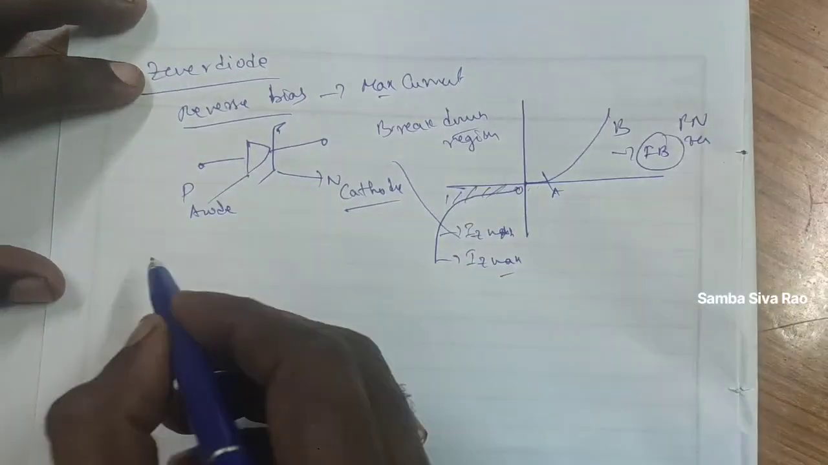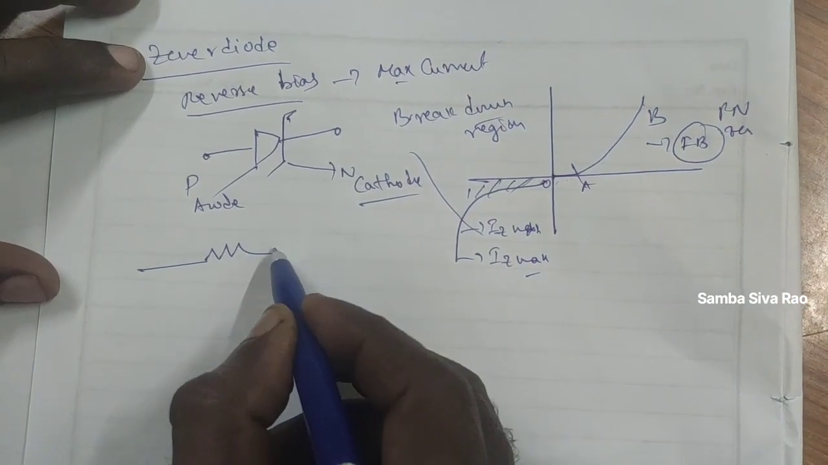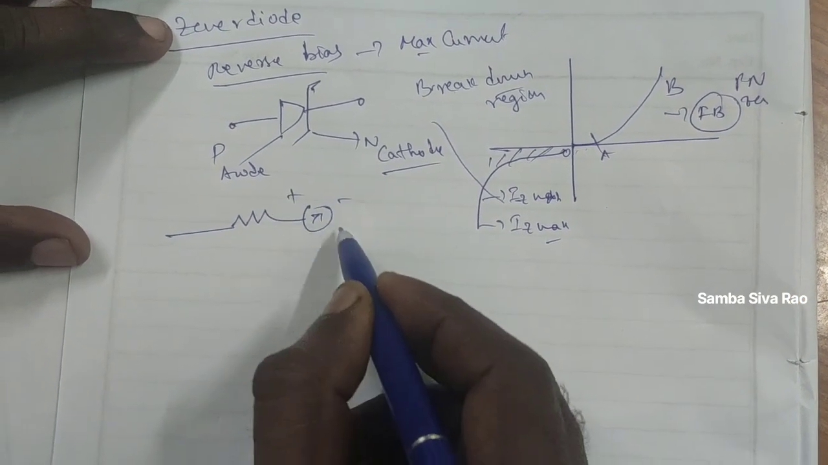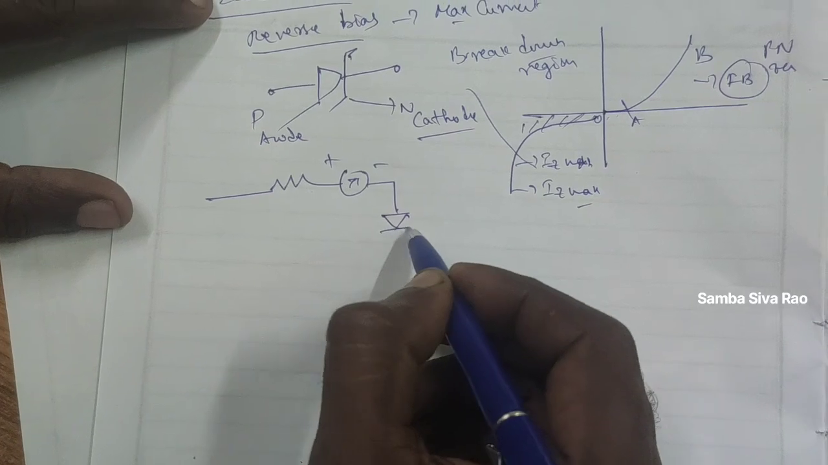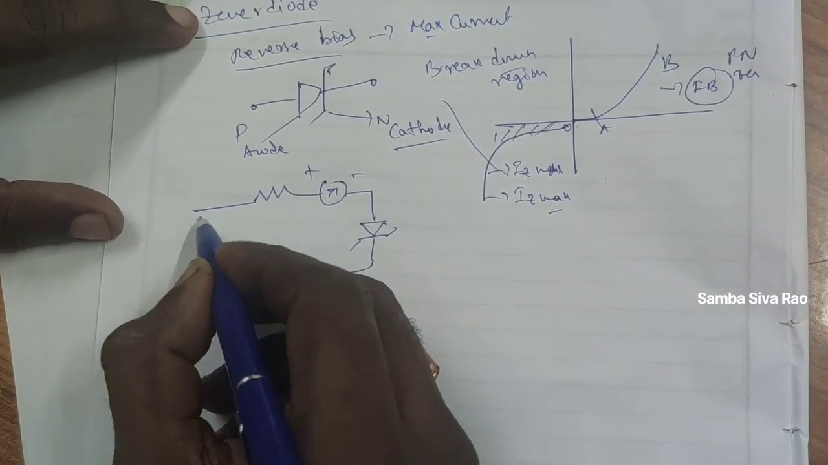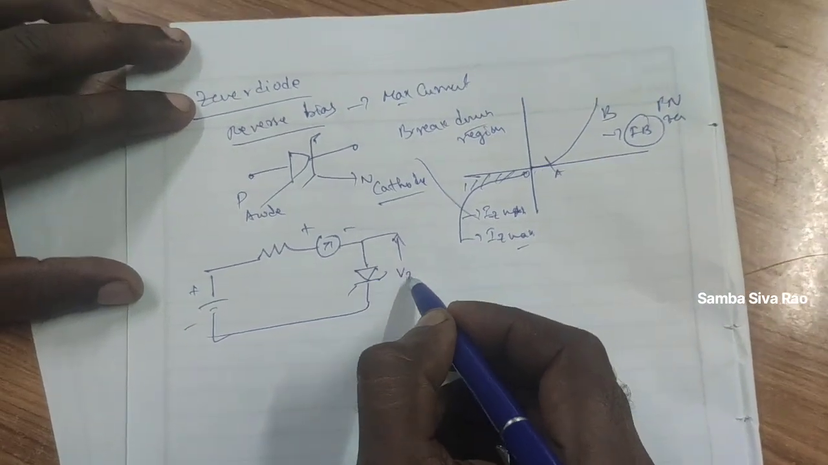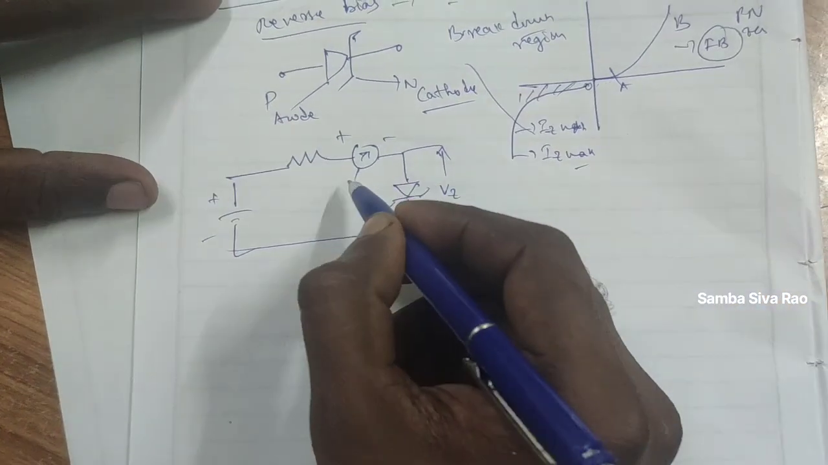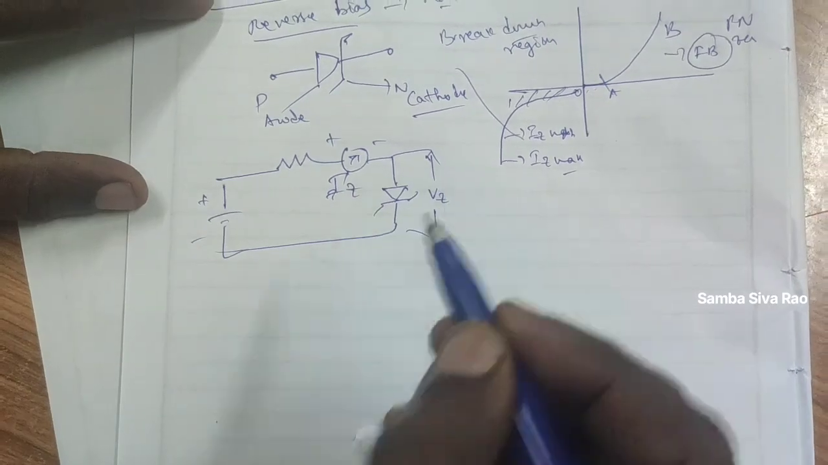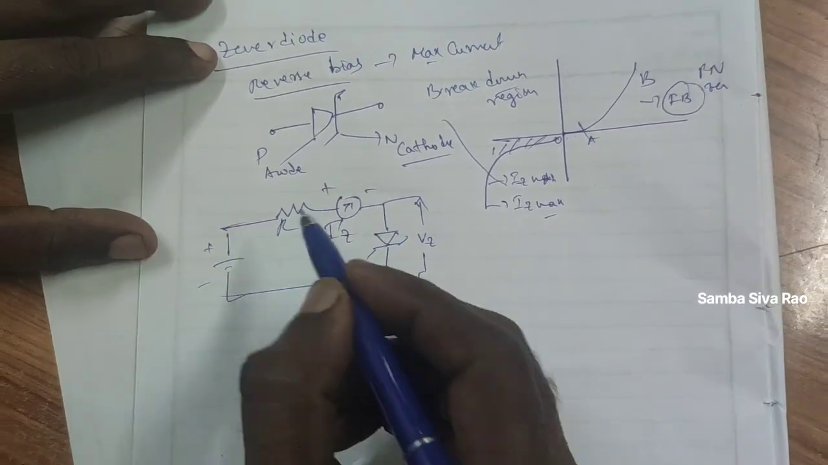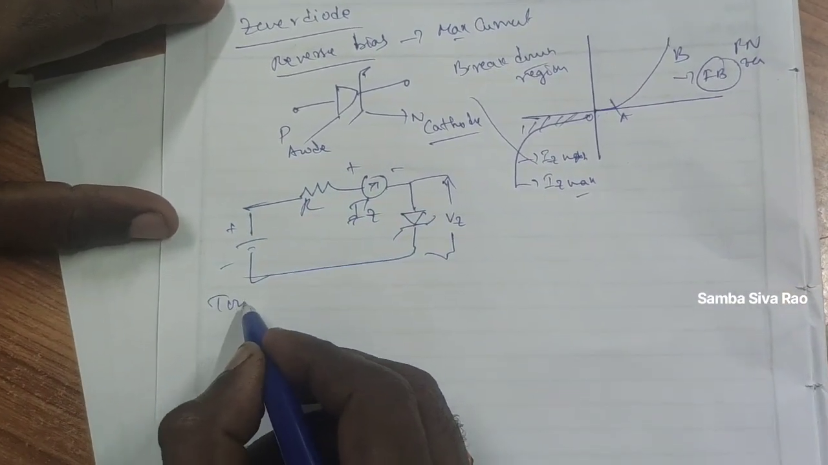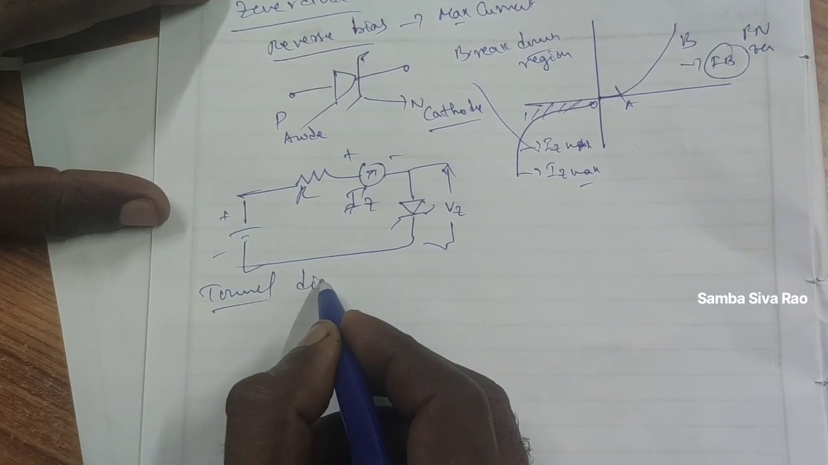The same circuit is applied for the Zener diode also. In this, a resistor has been taken, an ammeter has been placed, and a Zener diode has been connected. A supply voltage has been given. Again, we are measuring the Zener voltage, VZ, and another one is IZ. This circuit is similar to a PN junction diode. Another one is the tunnel diode.